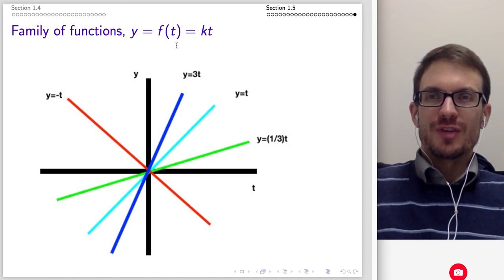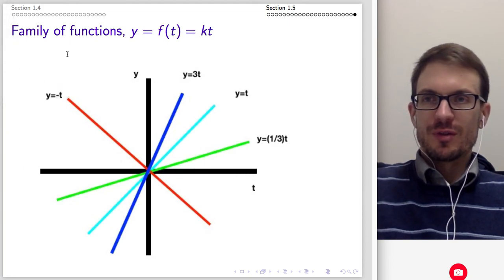And they're all part of the same family of functions. For a given k, we get a different line, but all have the same underlying structure. Okay, so very good. Let me know if you have questions.